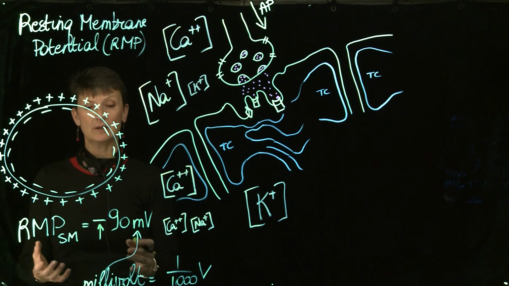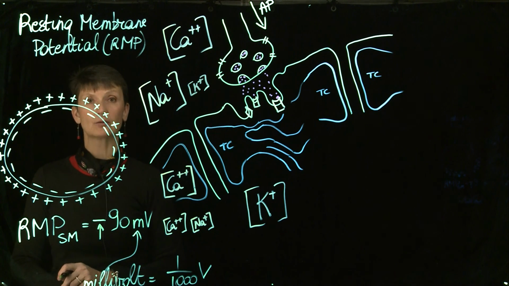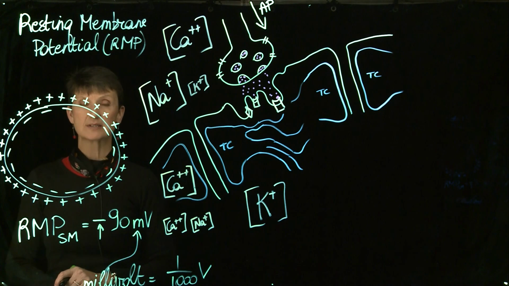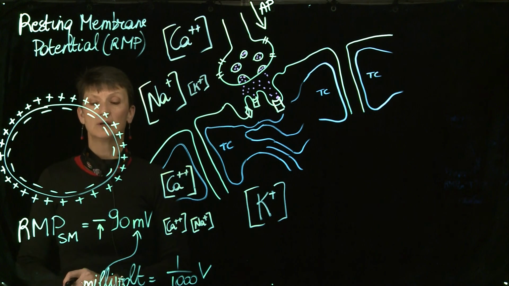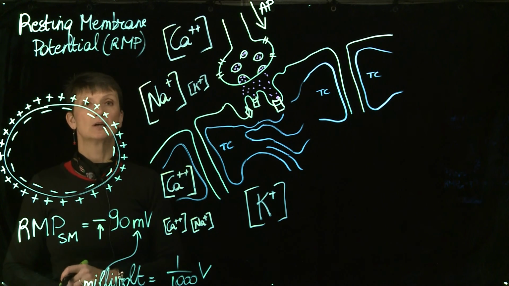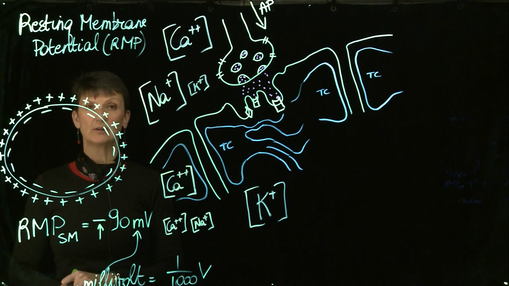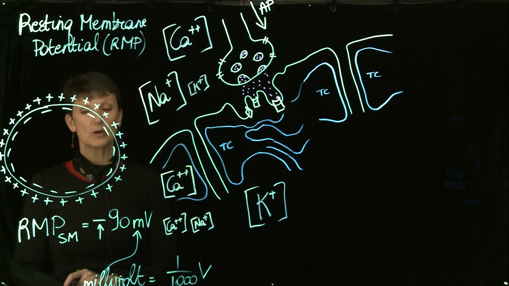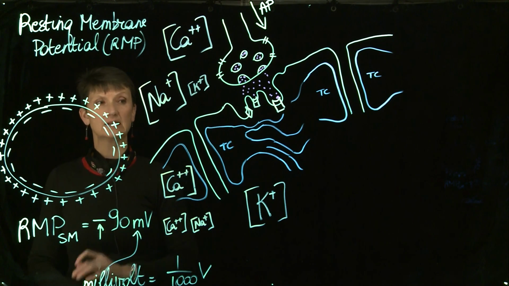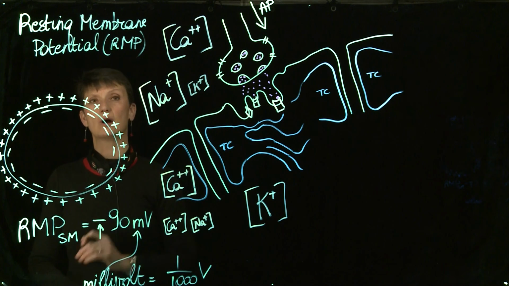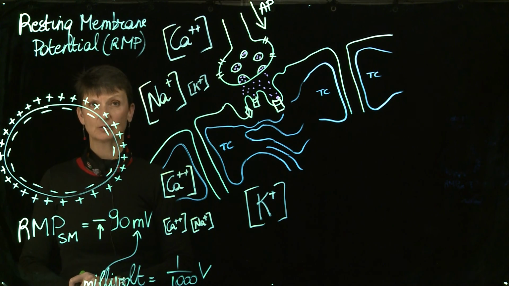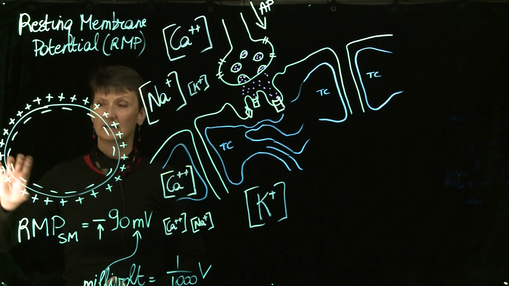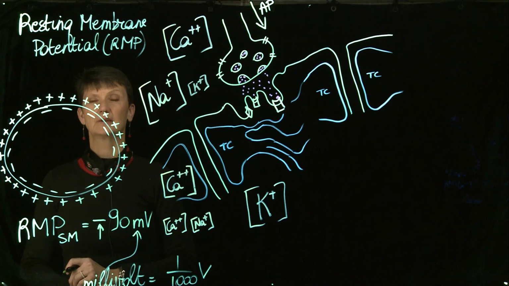Now, does every cell in the body have a resting membrane potential of -90? Not at all. You will see that neurons have more of a resting membrane potential that is around -70. But those resting membrane potentials can really vary. So when I've been saying that in a muscle cell, even in a neuron, the resting membrane potential gets disturbed, that means that this gradient gets messed up.